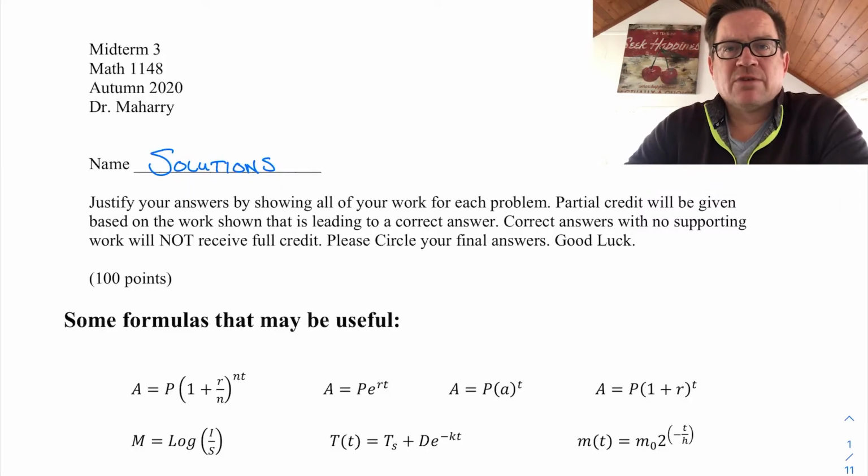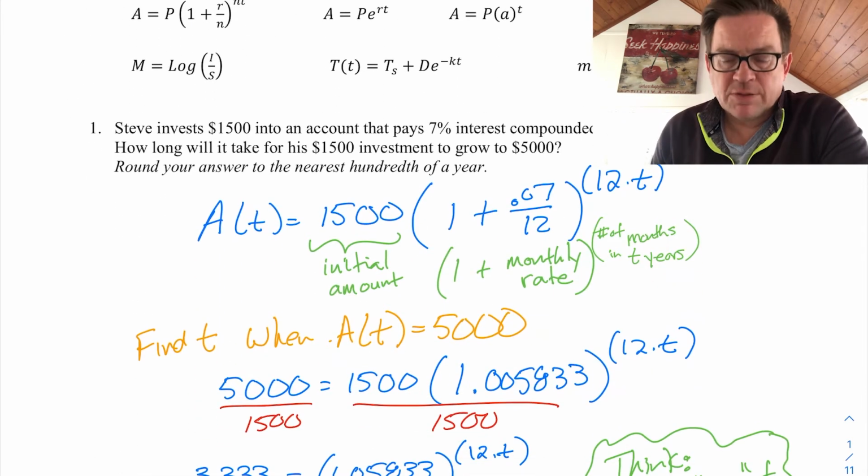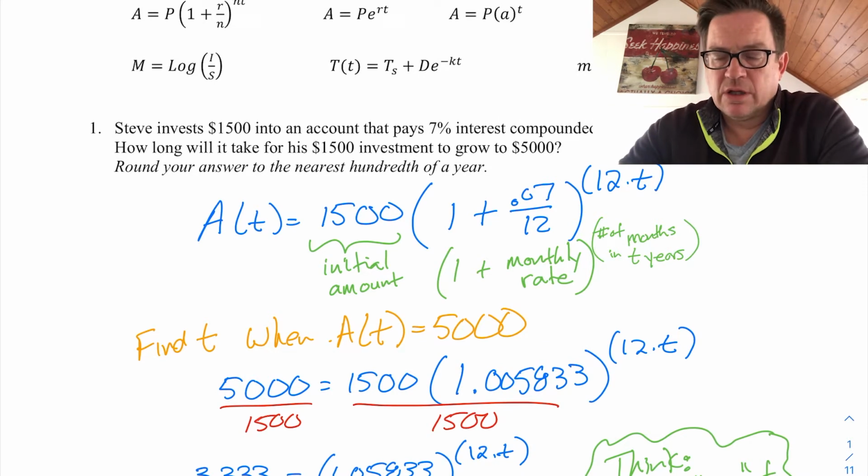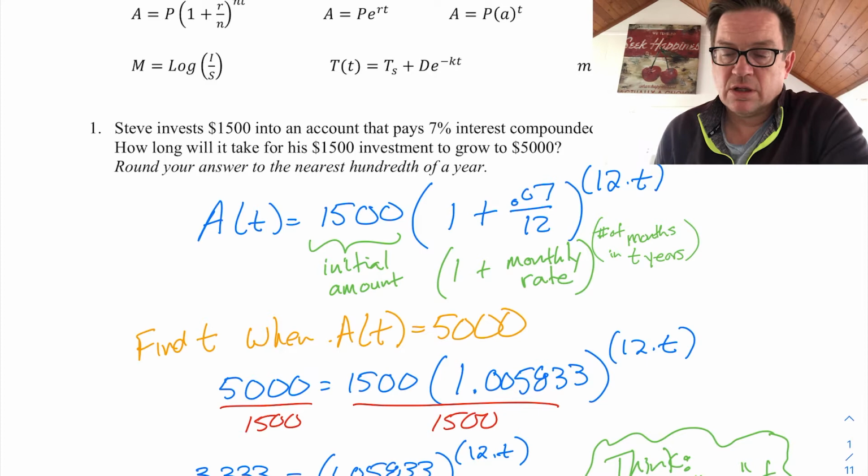I wanted to do an explanation of the problems from midterm 3 so we can go over those. The first problem is number one. Steve invests $1,500 in an account that pays 7% interest compounded monthly. How long will it take for this amount to grow to $5,000?